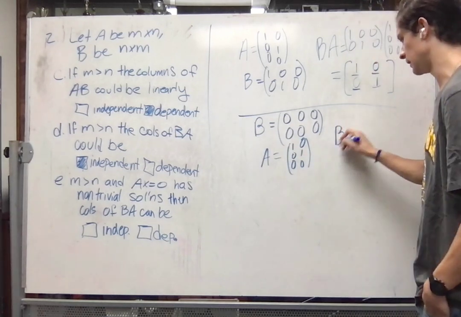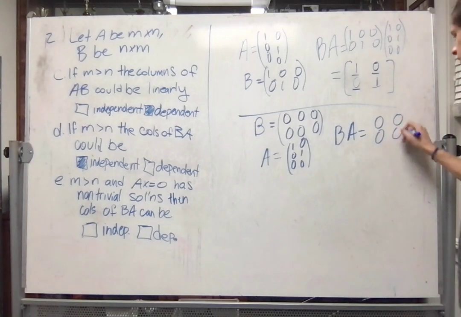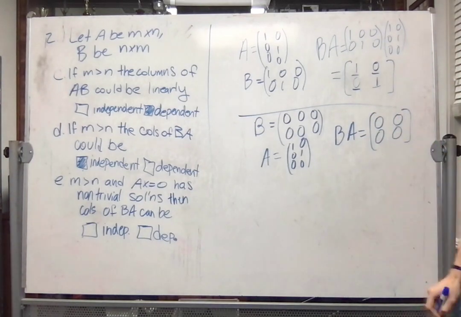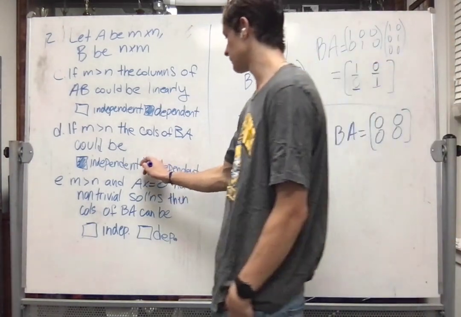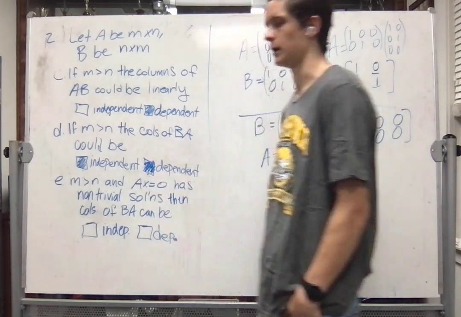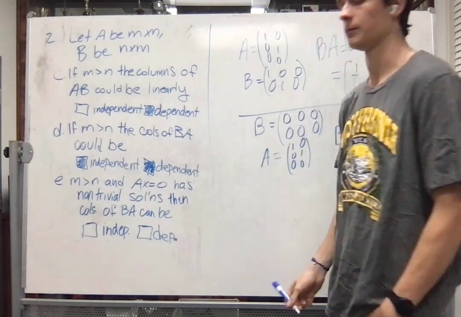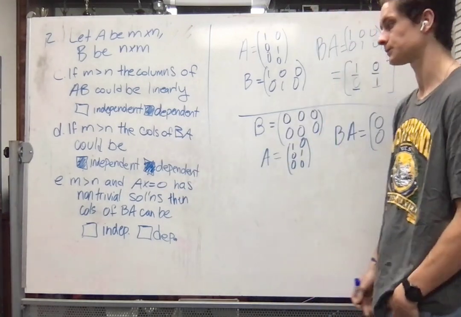Obviously, BA is going to be the 2 by 2 zero matrix. So in both cases, it's possible. I'll let you guys think on your own about what the conditions would be to guarantee one or the other. I'll leave it as an exercise for you.